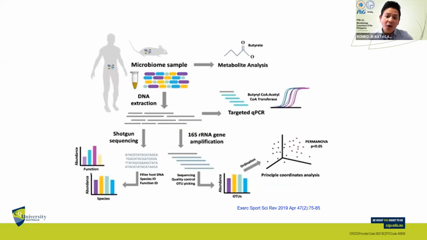These are the methodologies commonly used to study the gut microbiome. So fecal or gastrointestinal content samples can be used for metabolite analysis, or they can be used to extract DNA, nucleic acids, which can then be used for targeted genomics, shotgun sequencing, 16S ribosomal RNA gene amplification.